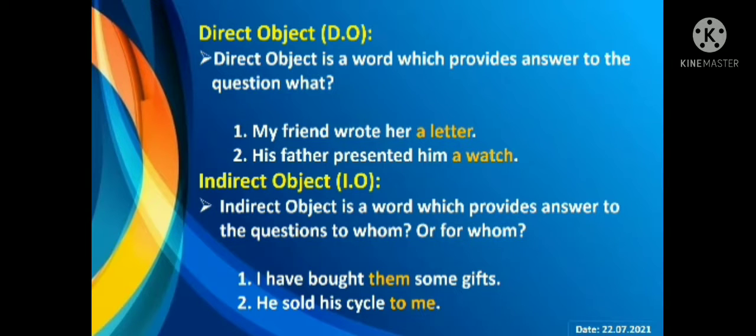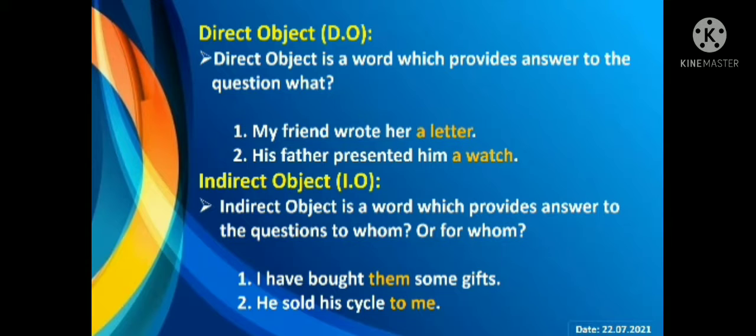And an indirect object is a word which provides the answer to the question to whom or for whom. To find out the direct object, ask the question whom or what. To find out the indirect object, ask the question to whom or for whom.